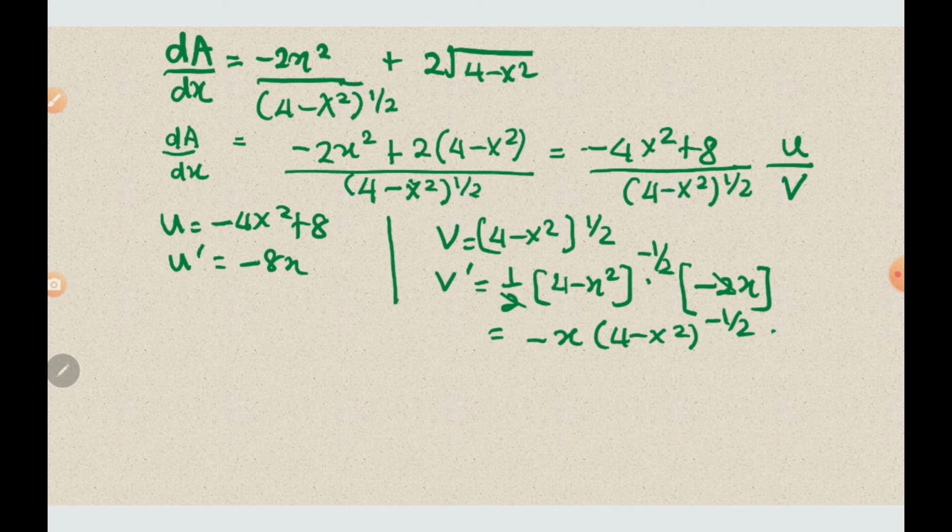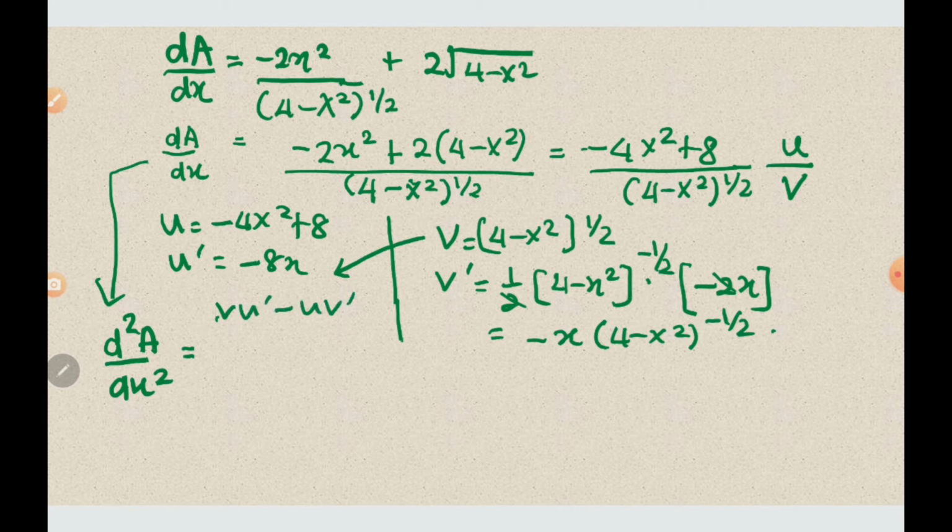Okay, now we will use the quotient formula here. Therefore, d²A/dx², the second derivative, is equal to (v u' - u v') over v². So v, you have to multiply with u'.